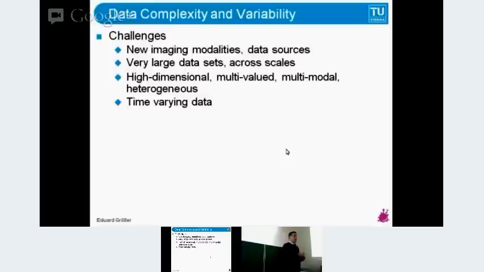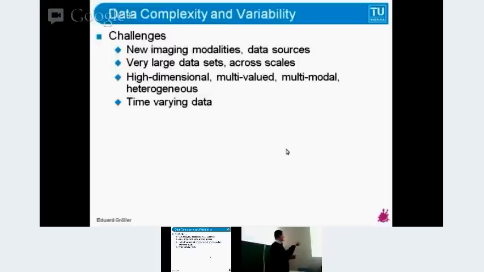Or sonar data. There are sonar devices where you can go with a ship on the ocean and measure fish schools, for example, and then you are generating a cone-like data chunk twice every second, and you are generating gigabytes of data that you have to store and process.